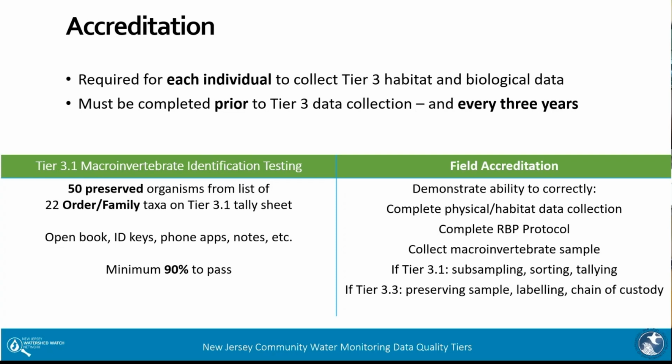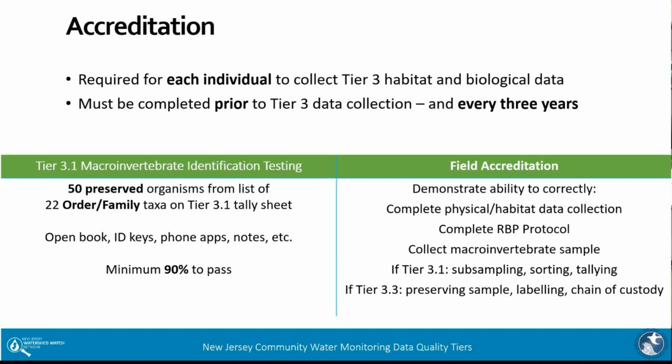This will include showing that you know how to identify the macroinvertebrates, the bugs, by looking at 50 preserved organisms. And this is open book. You can use any kind of ID keys. We'll show you how to do this, and you'll need to get 90% to pass that accreditation.